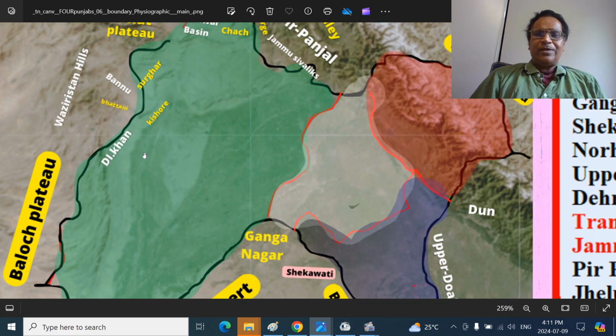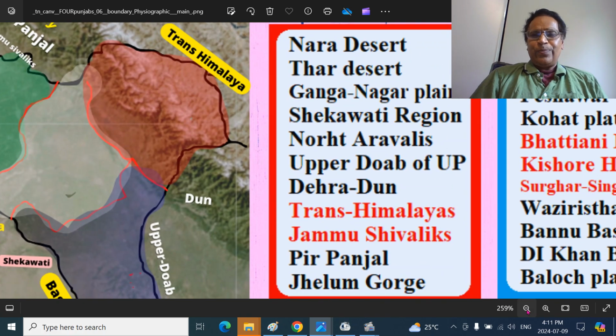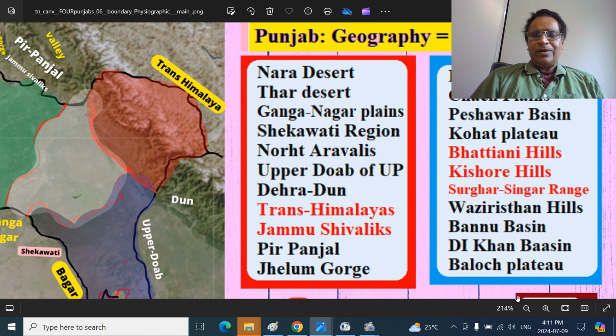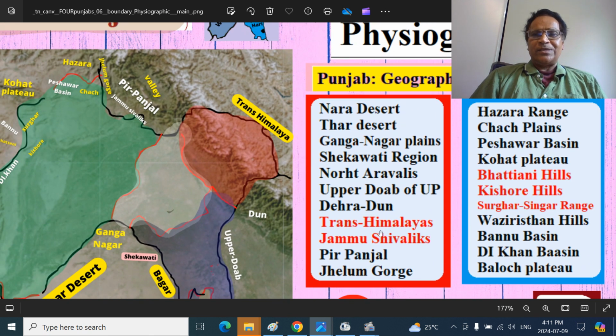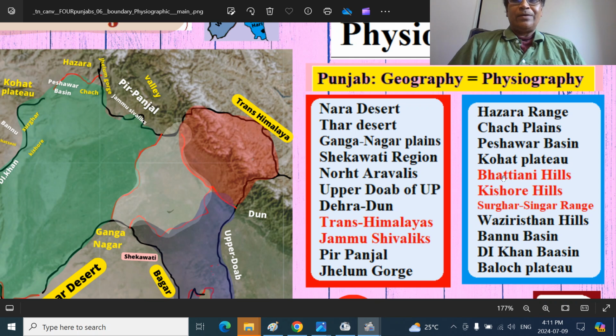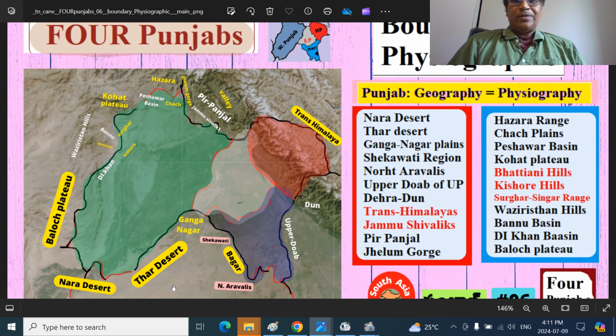So I think I covered all of them, and I will stop here a little bit, read them so that you can see how these areas are spelled. So, the Nara Desert, Thar Desert, Ganga Nagar Plain, Shekhawati region, Northern Aravali regions, and Upper Doab region, Dehradun region. I have not shown here the Yamuna Par region. Here, Dehradun, these are the Trans-Himalayan regions, Jammu Shivalik regions, Pir Panjal regions, and I have put Kashmir Valley here, the Jhelum Gorge region, Hazara Mountain region, and Chach Plains here.